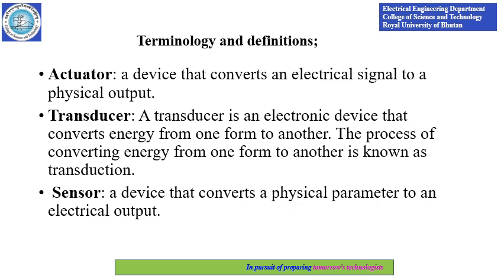The third thing we're going to look at is a sensor. So basically, a sensor is a device that converts a physical parameter to an electrical output. So we have seen that an actuator is a device that converts an electrical signal to a physical output, right? But a sensor is basically the opposite of an actuator. For the sensor, we're converting the physical parameter to an electrical output, right? So basically, a sensor is the opposite of an actuator.